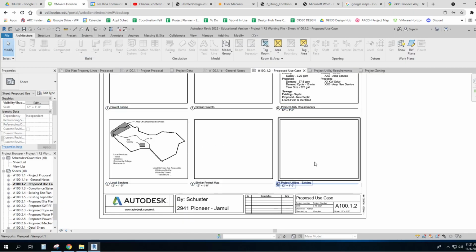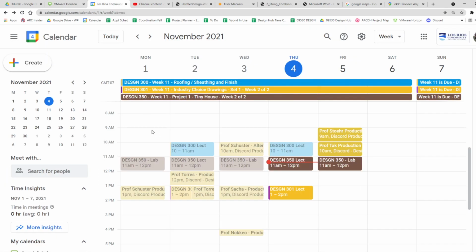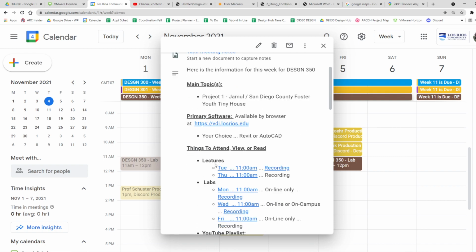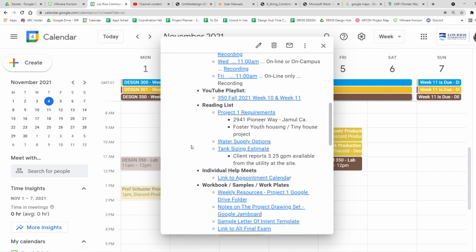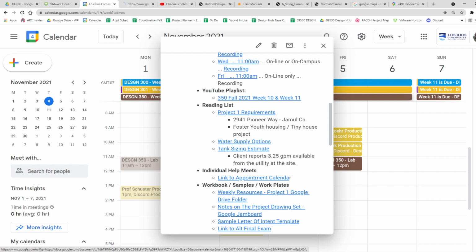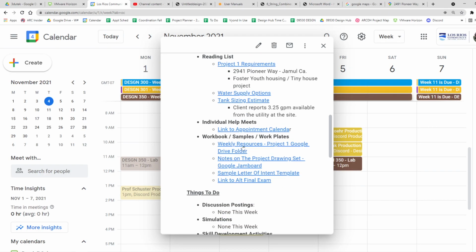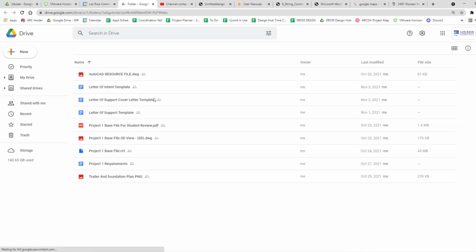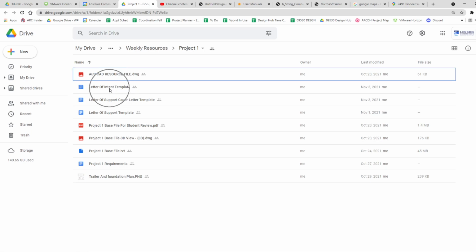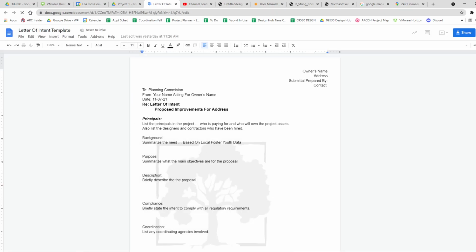And the letter of intent, is that located somewhere? I'm sorry, yep. I don't know how I missed that. Okay, the letter of intent is in the project requirements. Oh, yeah. Okay, thank you. And whoops, it's here. So in the weekly resources, and there's a template for you to fill out. And there's a bunch of work in it actually.